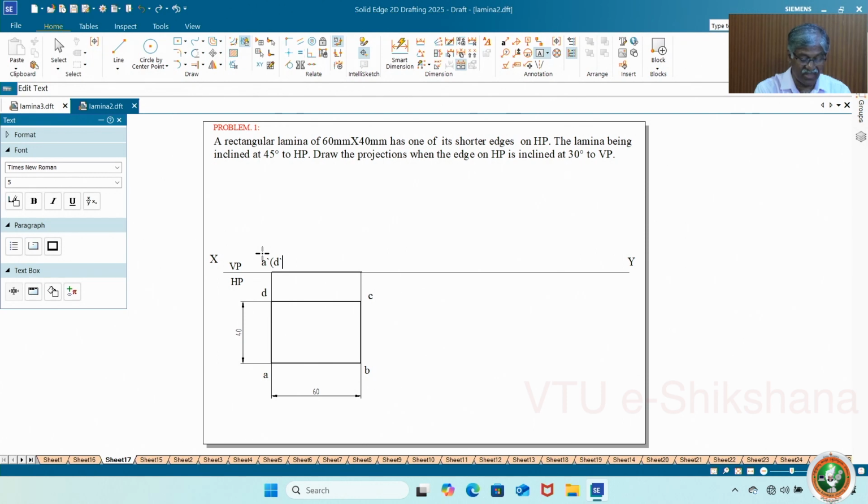So this is A dash, because it is front view, in bracket D dash. A is visible, D is not visible. Similarly, this is B dash in bracket C dash. Okay, so this is how you get the first figure, front view and top view.